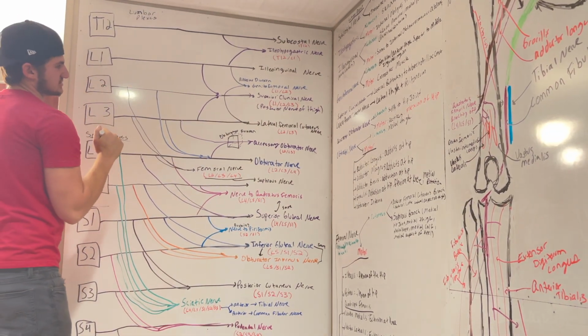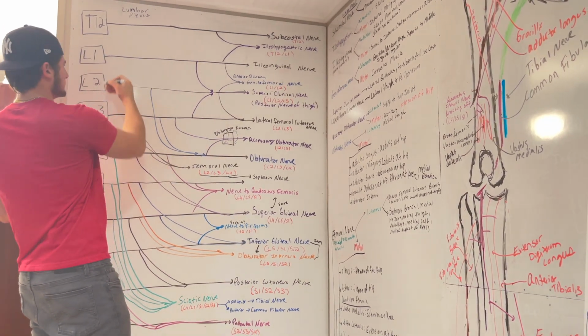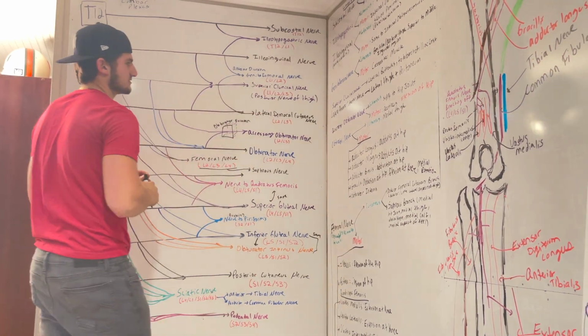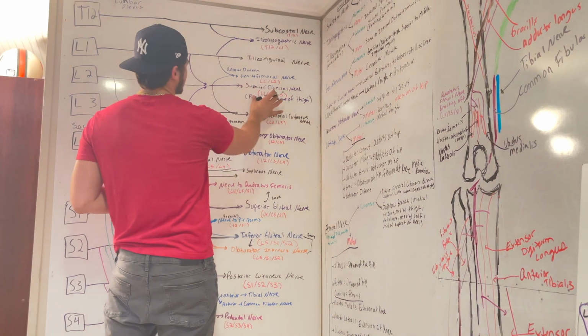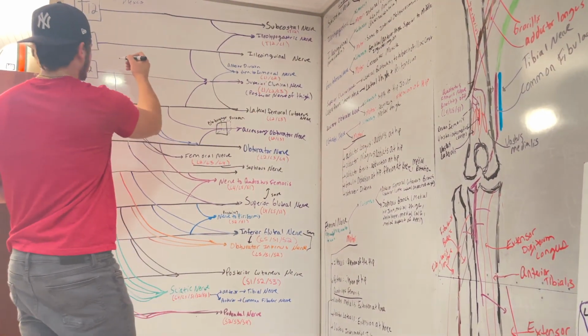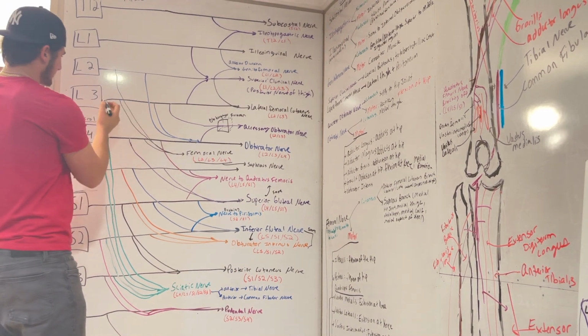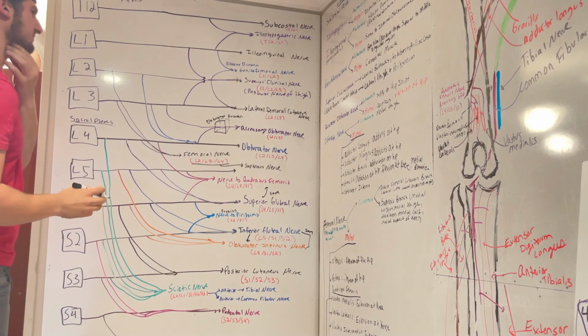L2 also converges. L1, L2, and L3 come together, and they form the superior clunical nerve. This is also the posterior thigh. This is the superior clunical nerve. L1, L2, L3. Now, L3, however, gets nerves from different fibers.